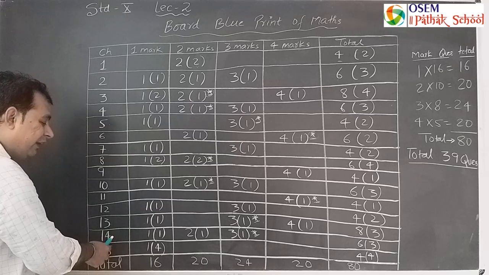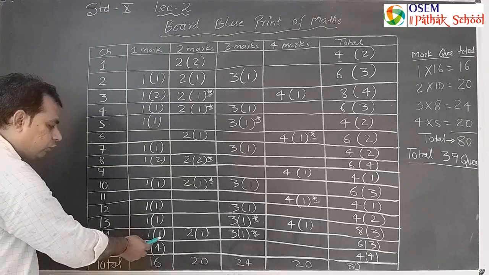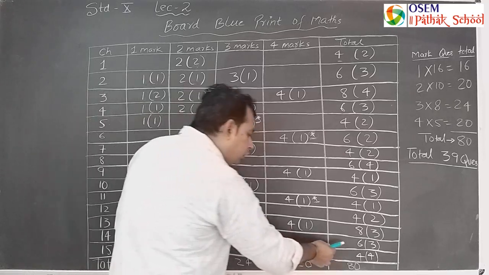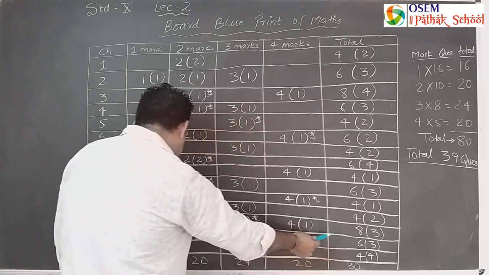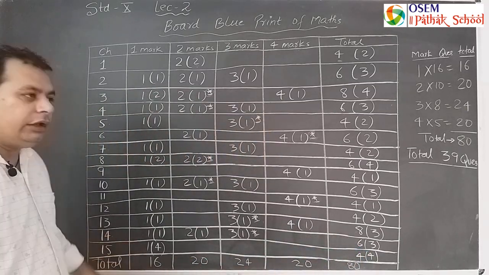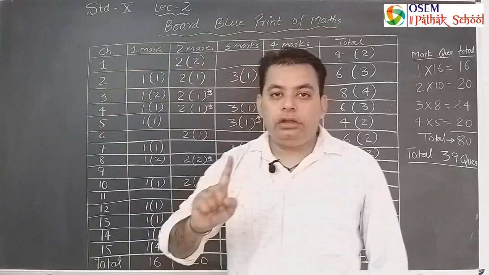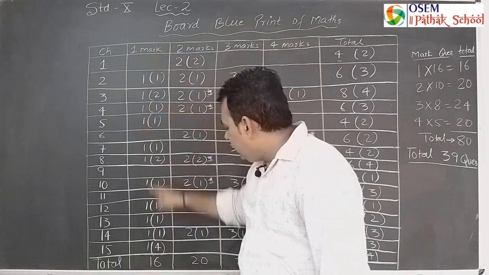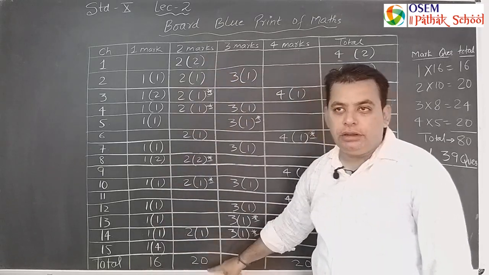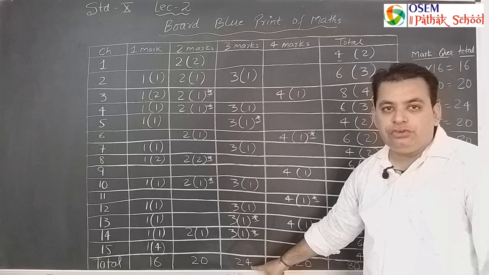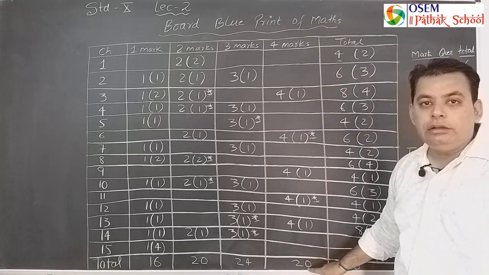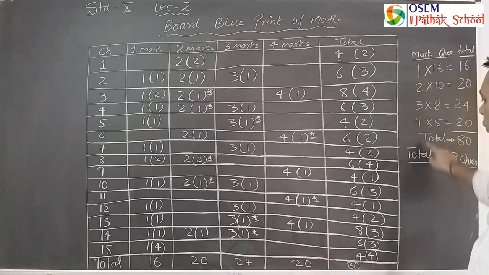Chapter number 14, statistics: 1 mark 1 question, 2 marks 1 question, 3 marks 1 question with internal options. So it contains 6 marks and 3 questions. And the last one, probability, only contains 1 mark 4 questions. So you can see here that 1-mark questions are 16, 2-mark questions are 10 totaling 20 marks, 3-mark questions are 8 totaling 24 marks, and 4-mark questions total 20 marks, meaning 5 questions. I have made it here.